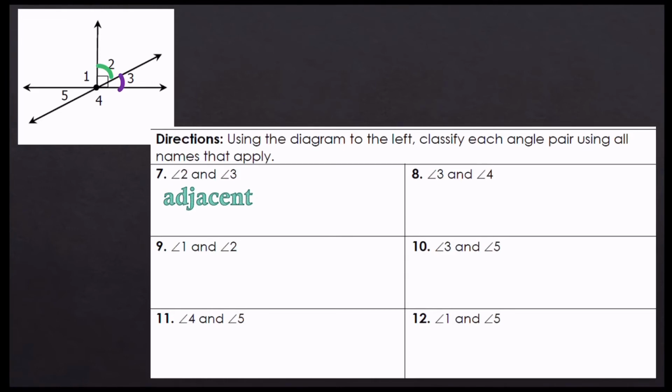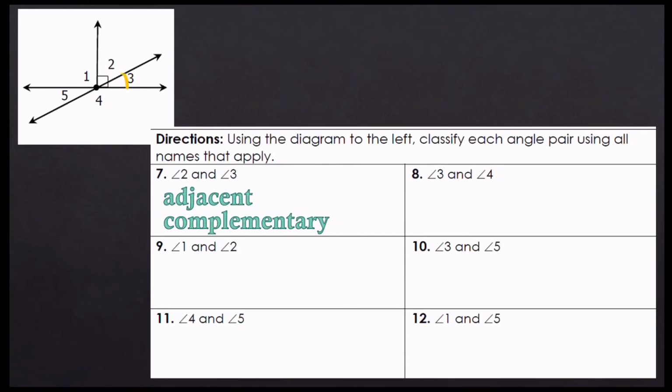But look what those two angles form together. You see that little square? That means they form a right angle. Therefore, they are also complementary. Do you see that little square right there? Okay. Let's go look at number 8.